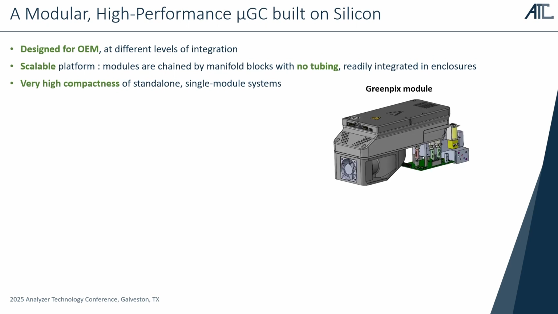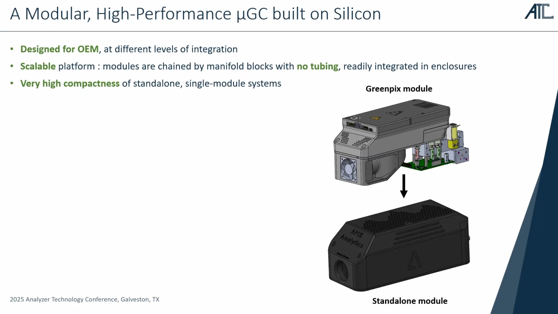Because, well, this is a module here. If you need a single column module for a simple application, you can easily integrate this module into whatever process you're doing. If you need an autonomous GC, well, I have one here. You can just put it in an enclosure. This is the module that's inside of it, and there's just a small enclosure with a computer running the software.